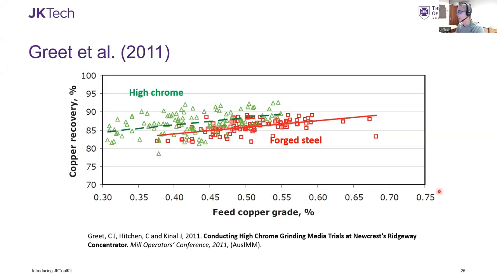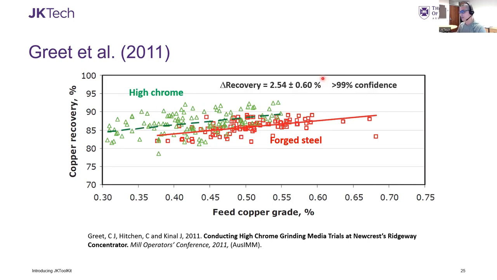Here is an example, this time by Chris Greet from Magato, which was presented at a MILOPS conference many years ago now. He used this approach to assess the benefits to copper flotation recovery when grinding media alloy composition in the upstream ball mills was changed. You can see the green trend corresponding to high chrome media is displaced above the red trend corresponding to forged steel media, and that this recovery benefit was 2.5% with more than 99% confidence.